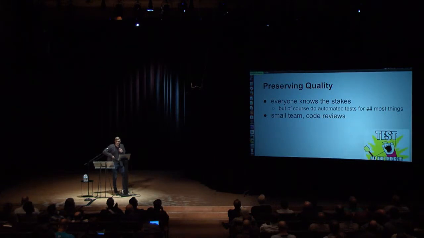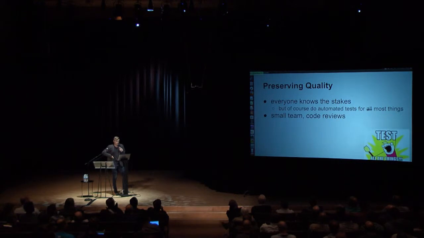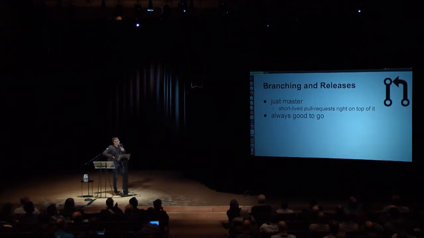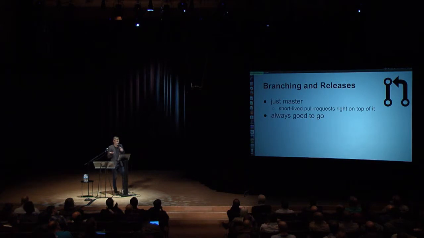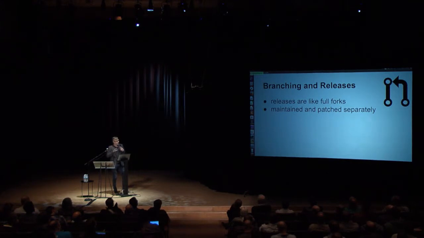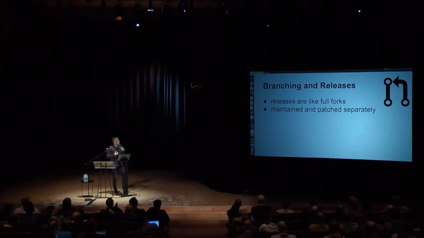We do have a lot of automated testing to support that. And of course, it helps to have a small team. We do unanimous approval on code reviews. It also helps that we just have one branch, which is master. Of course, we do have other branches, but they're small, short-lived pull requests that always merge back to master. It's always good to go, always trustworthy. We do track releases, of course, for bug fixes, so they're treated as full forks, as if a separate team is managing it. Then we backport the bug fixes back up to master.